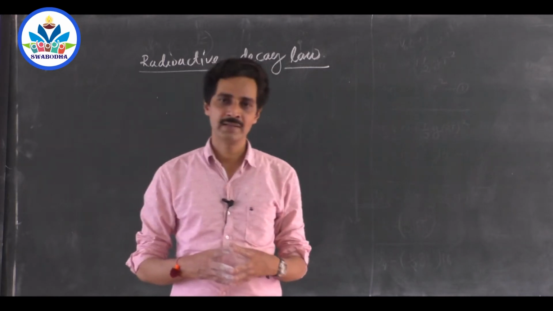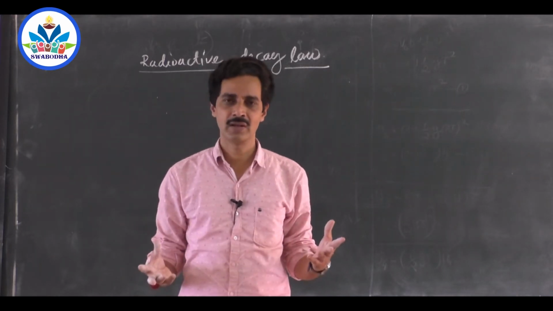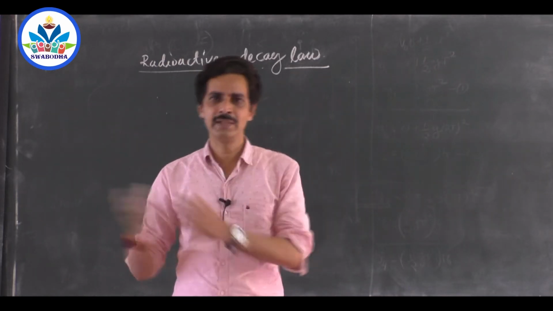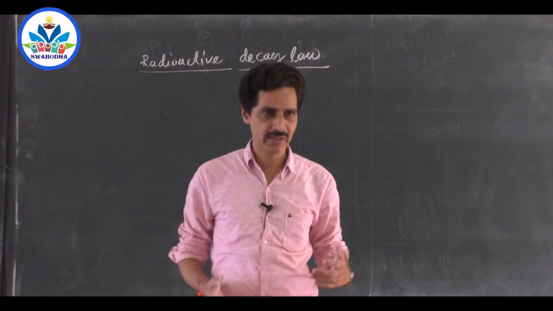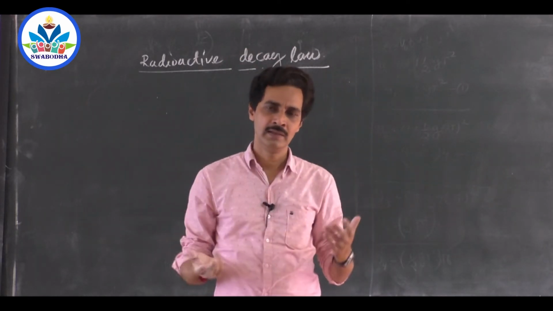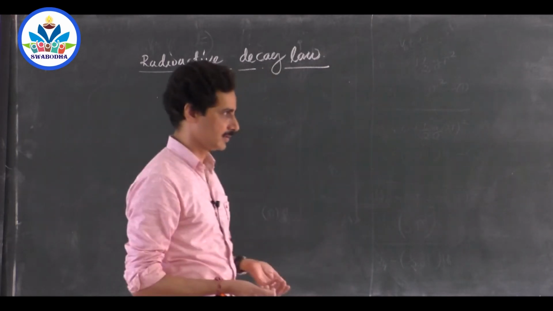And when gamma rays are emitted, no change will occur in atomic number and mass number, because they are just extra energy emitted from the daughter nuclei. Daughter nuclei will have extra energy, it will be in the excited state, and it comes to the de-excited state by emitting energy in the form of gamma radiation.